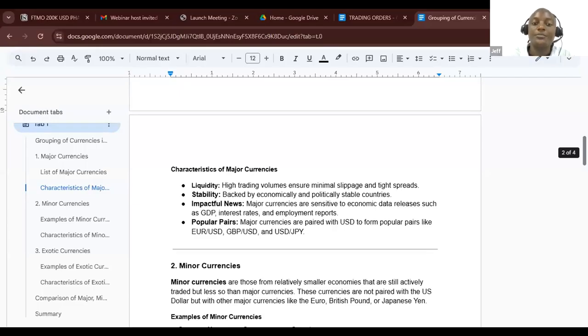So anytime you open any position, and again we're going to talk about that in trading orders, it means that you're either selling the euro and buying the dollar, or buying the euro and selling the dollar, which I'm going to explain more when we get into trading orders.